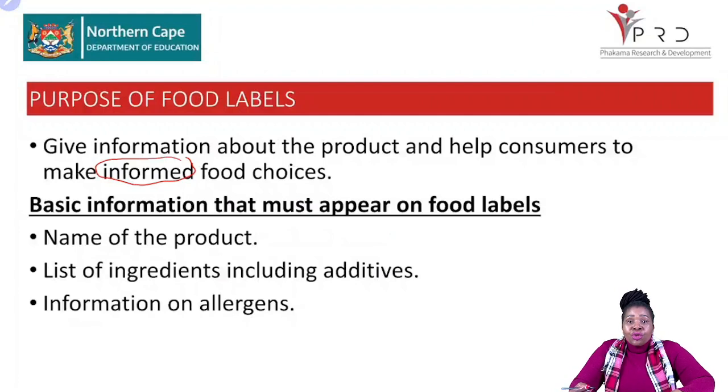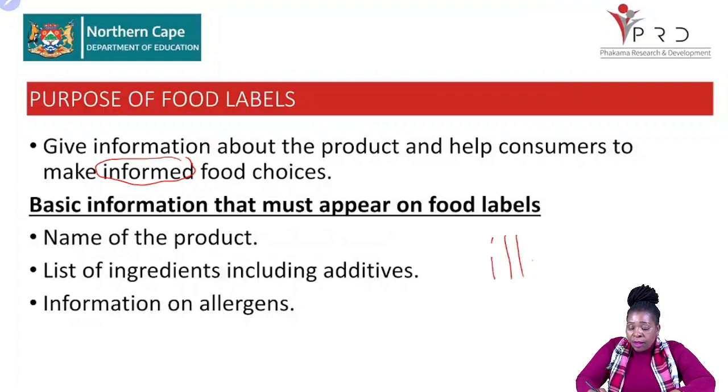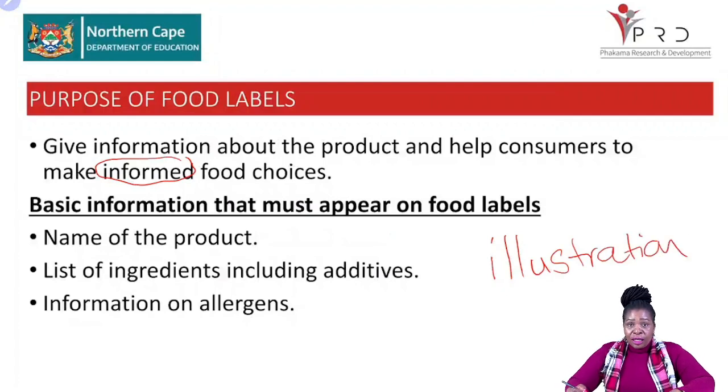Then the basic information that must appear on a label. What do we expect to see on a label? Basically, the first thing that we see on a label is an illustration or the picture of the product. Then you would know that, okay, this is baked beans that I'm buying by just seeing the picture on the label of the tin of baked beans. The other information is the name of the product. Besides the picture, if you see the name, then you are able to know what is inside the packaging.